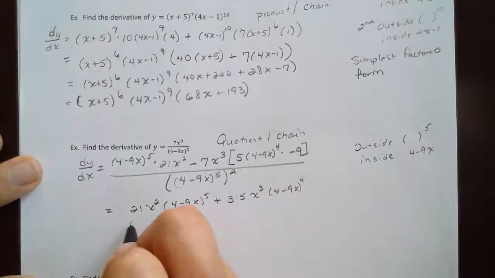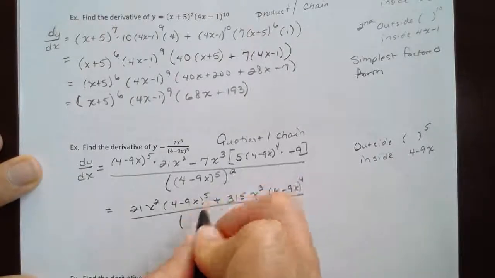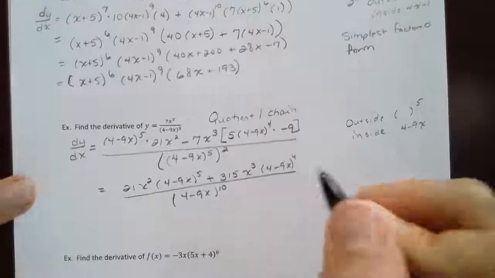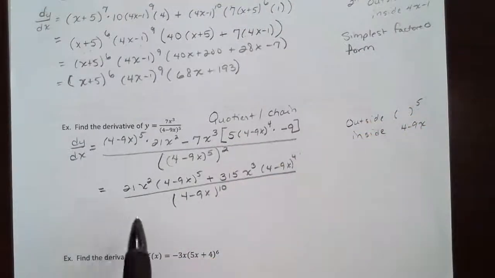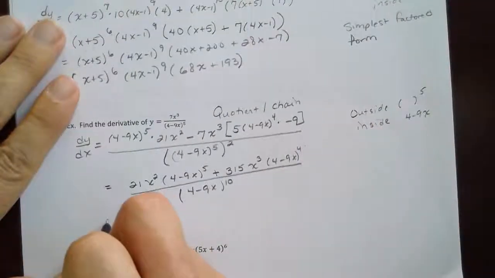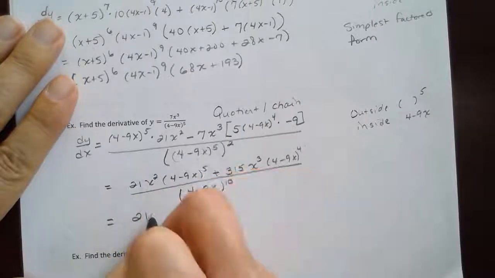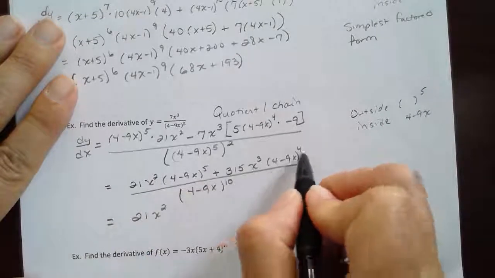Okay, all over 5 times 2 will be 10. 4 minus 9x to the 10th. Okay, so now as far as common factors are concerned, 21 actually goes into 315. So that's going to be part of my common factor. I've got 21. I've got an x squared and x cubed, so I'll pull an x squared. 4 minus 9x to the 5th and to the 4th, so I'll pull 4 of those.